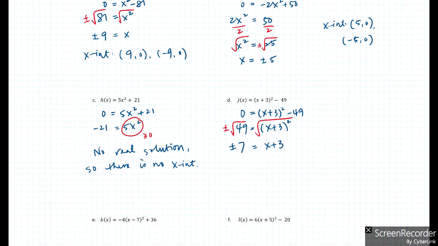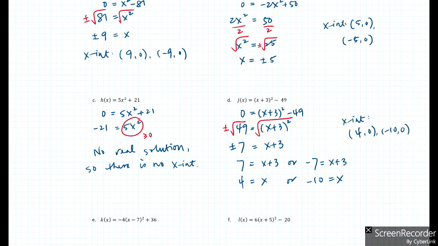And this leads to two different linear equations: 7 equals x plus 3, or negative 7 equals x plus 3. So we would get x by subtracting 3 on both sides in both equations. So 7 minus 3 is 4, so 4 equals x. Or negative 7 minus 3 would be negative 10, which is equal to x. So our x-intercepts in this case are going to be (4, 0) and (negative 10, 0).